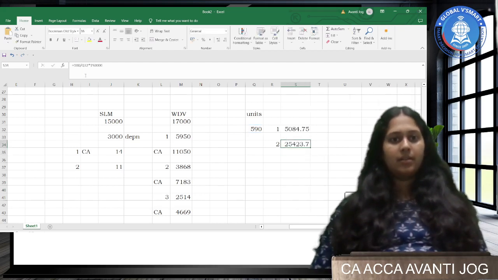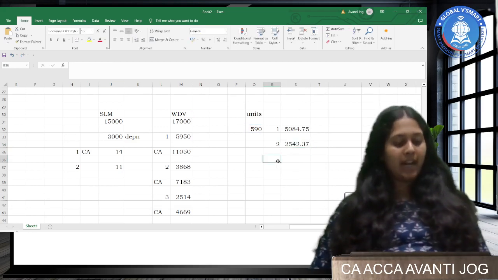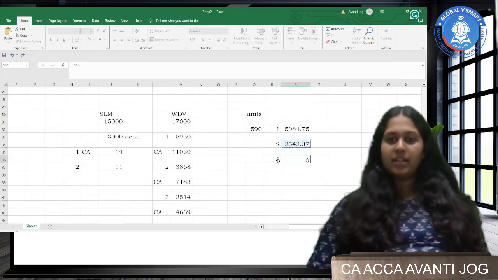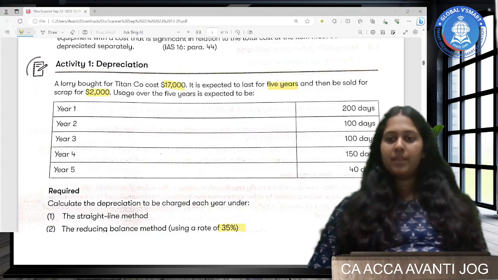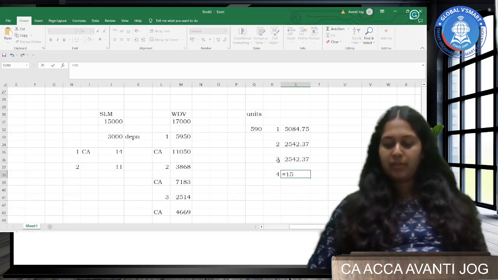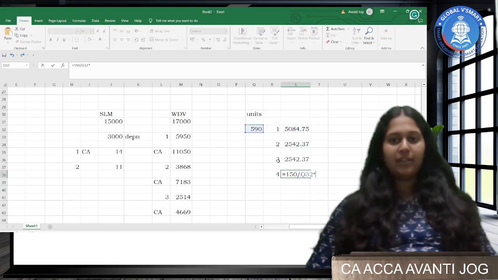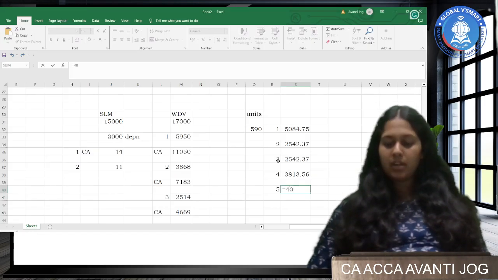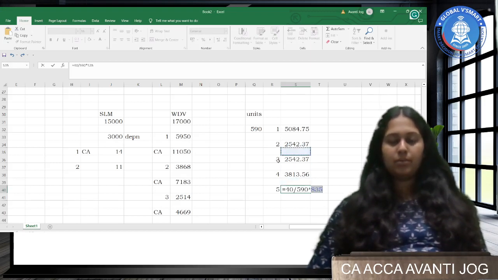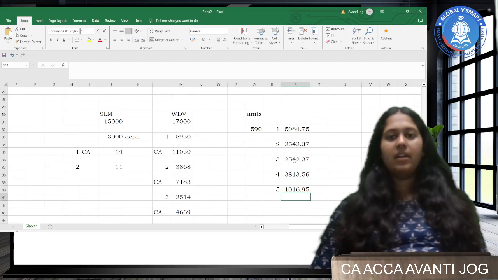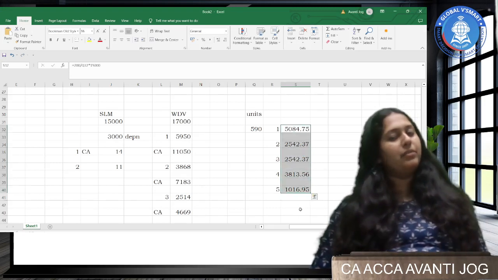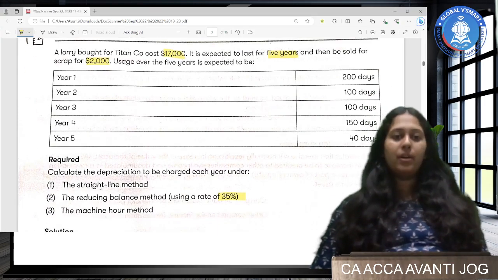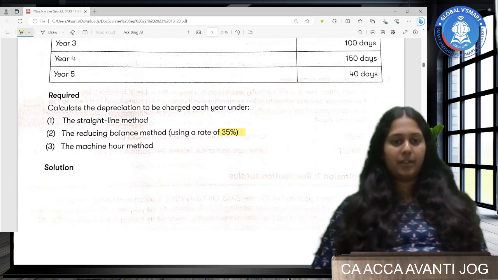Right, don't forget to reduce the scrap value. Third year, again 100 days, so same 100. Fourth year, 150 days, so 150 divided by 590 into 15,000. And fifth year, 40 divided by 590 into 15,000. Right, so if we do an addition of all of this, it is coming to 15,000, which is the total amount I want to depreciate over the 5 years. Okay, so I hope you're clear with SLM, reducing balance, and machine hour method.